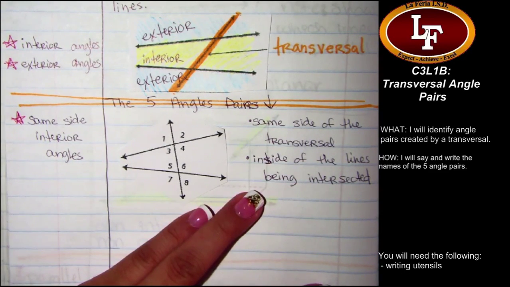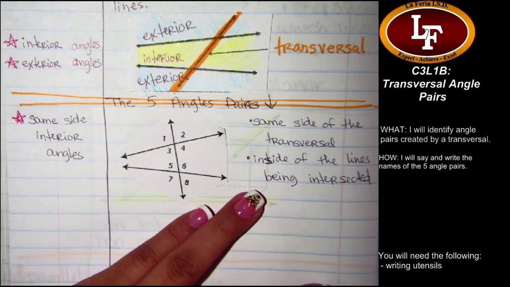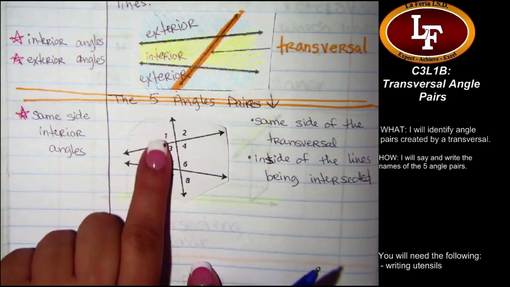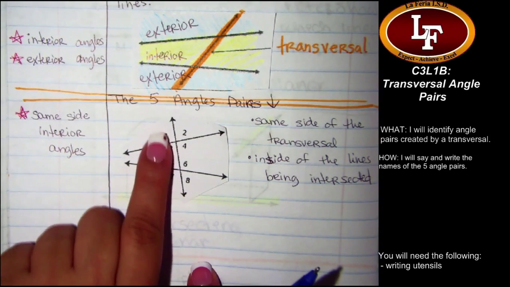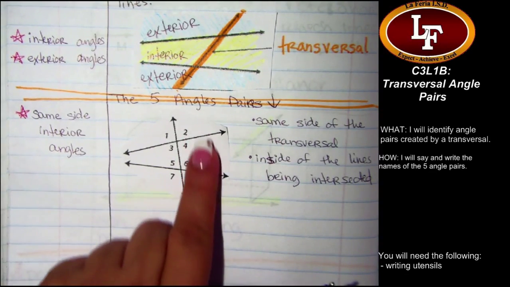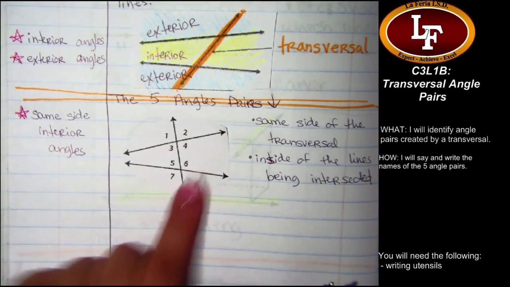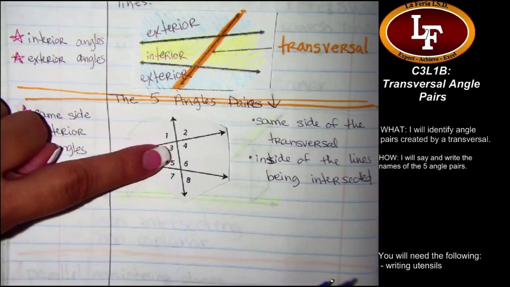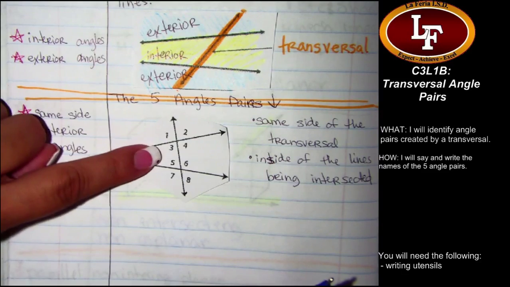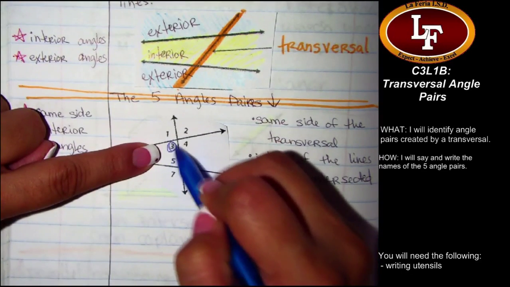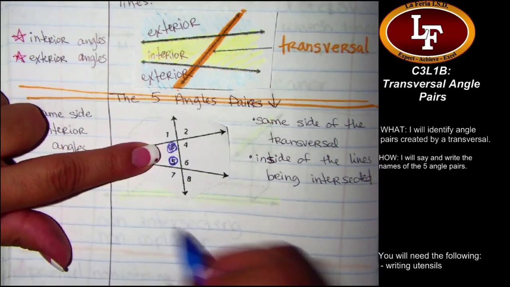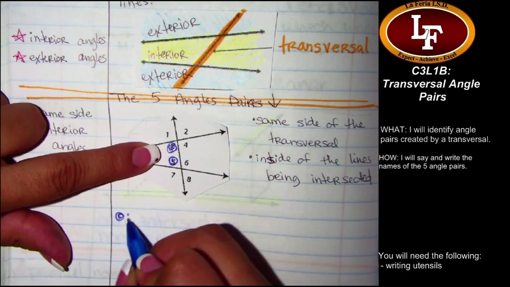Break out your colors. So same side, meaning they're both going to be on this side of the transversal, or they are going to be on this side of the transversal. And interior means they're going to be in this space in between the two lines that are getting intersected by the transversal. So 3 and 5 are a pair of same side interior angles.